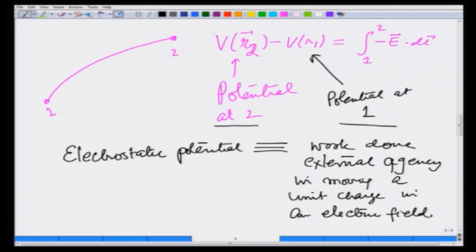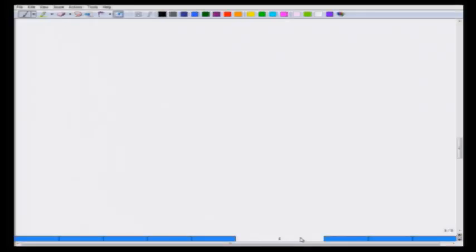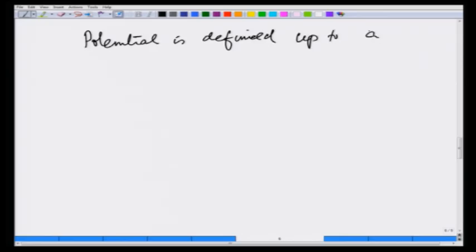Notice that even if I add a constant to both V's, the difference remains the same, and therefore, potential is defined only up to a constant, because after all, it's the work done or the potential difference which is the physical quantity. So, adding a constant to potential does not make a difference, and therefore, electrostatic potential is defined up to a constant. That means, I can add or subtract any constant in it and no physics changes.